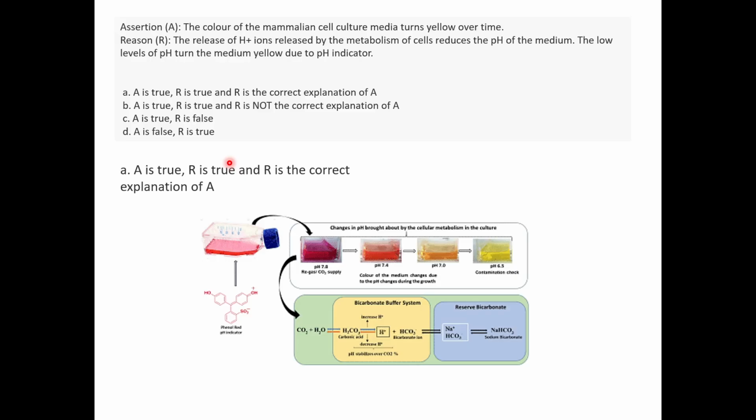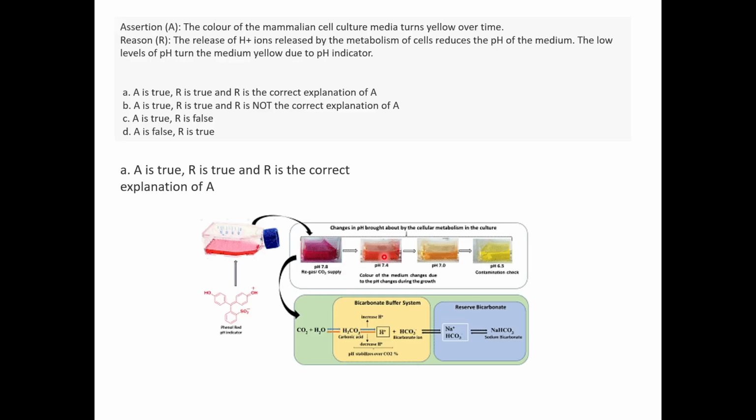So coming to the next, this is also based on the pH and your indicator. So the question is an assertion and reason. So the assertion is that the color of the mammalian cell culture media turns yellow over time, and the release of H plus. The reason is the H plus ions released by the metabolism of cells reduces the pH of the medium. The low levels of the pH turn the medium yellow due to the pH indicator. So both A and R are true, and R is the correct explanation.